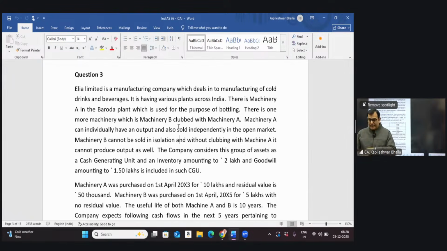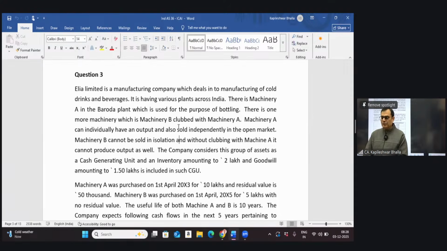It says Area Limited is a manufacturing company which deals in manufacturing cold drinks and beverages. It is having various plants across India. Then he says there is a machinery A in the Baroda plant which is used for bottling. There is one more machine, machine B, which is clubbed with machinery A. So are we doing impairment testing for a CGU or for individual assets? Of course, CGU, because you've got a machine A and a machine B, and both the machines are clubbed together for the purpose of impairment testing.